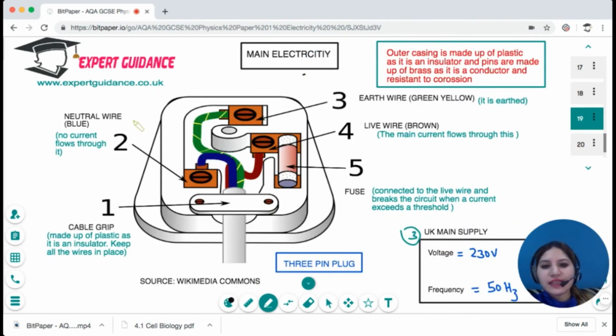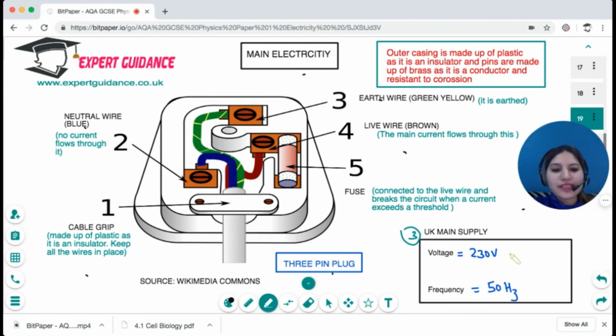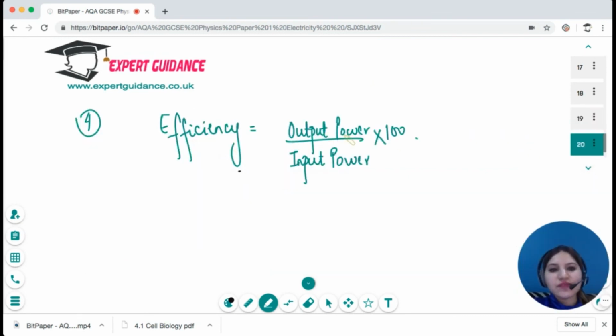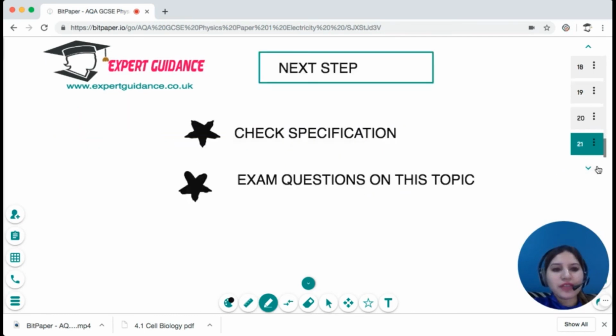Next is the mains electricity. These are the components: earth wire, live wire, neutral wire, and fuse, and you should know the color and the function. And the UK mains supply is 230 volts and 50 hertz. And to calculate the efficiency, we do the output power over input power times 100.